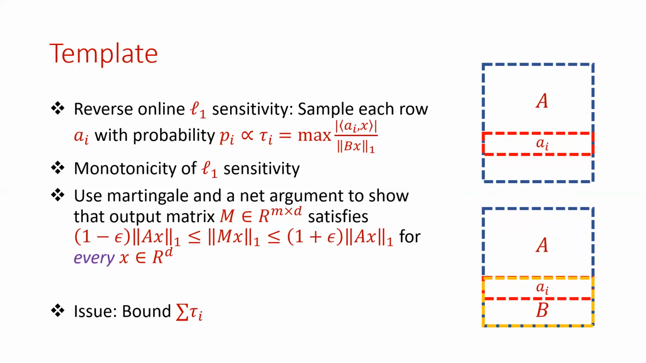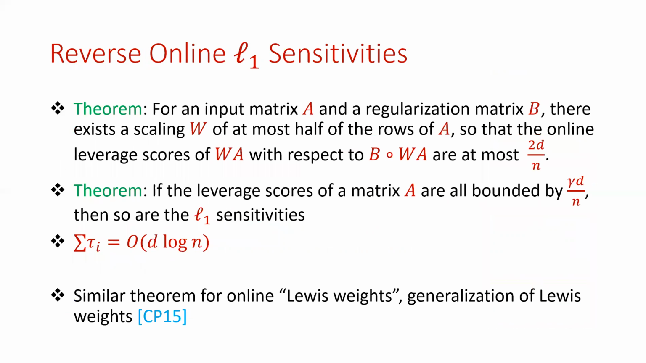Again, we still have an issue that we haven't actually bounded the sum of the online sensitivities, and this will key us in on the number of rows we sampled because we sample each row with probability proportional to its online sensitivity. To bound the sum of the reverse online L1 sensitivities, we first show a structural theorem that says that for any input matrix A and a regularization matrix B, there exists a scaling W of at most half of the rows of A, so that the online leverage scores of WA with respect to B concatenated with WA are at most 2d over n.